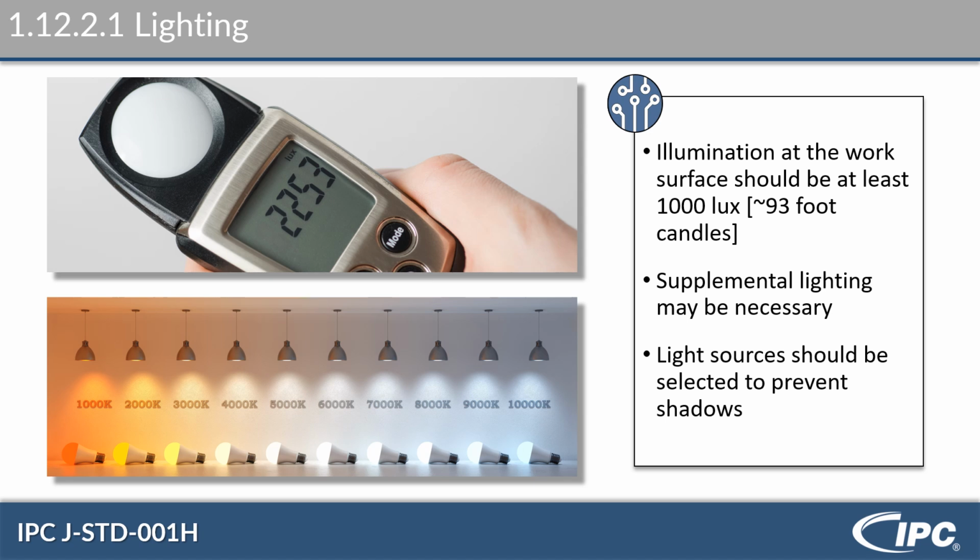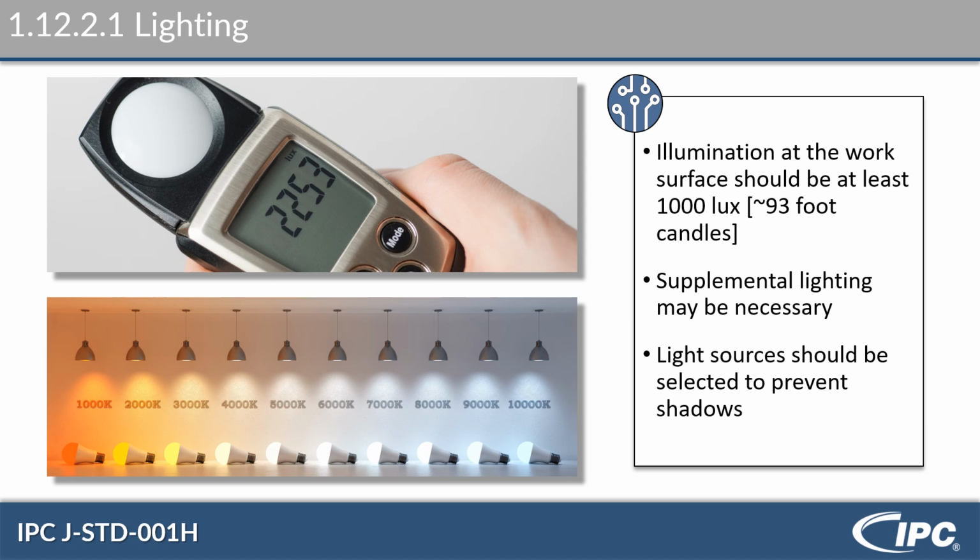Lighting. Illumination of the work surface should be at least 1000 lux, which is lumens, the measurement of light. That is the equivalent to 93 foot-candles. And that is obviously Imperial English, because that sounds like just the kind of thing a king would do. Measure how bright something is by how many candles you can light up in a square foot, or whatever that rule is.